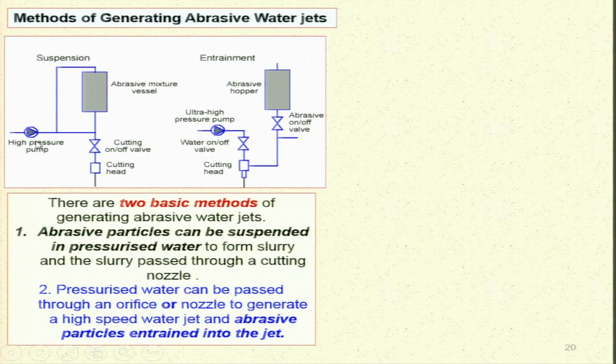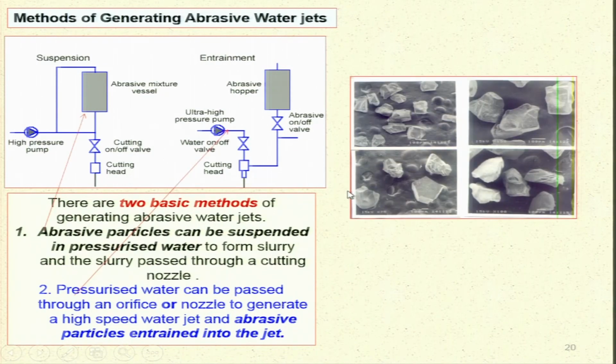Here you can see, this is a high pressure pump, suspension, then abrasive particles, abrasive mixture vessel, both are getting mixed up, water jet as well as abrasive particles, and you have the cutting head, and abrasive water jet is coming over here. But in this particular case, you have the abrasive hopper. This is coming, abrasive on off is coming over here, and ultra high pressure pump is there. So water jet is coming from here, and both of them are mixing in the mixing tube, and then you have the abrasive water jet over here.